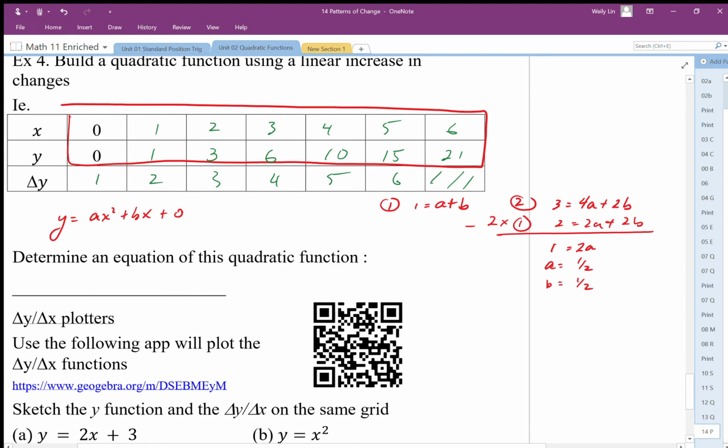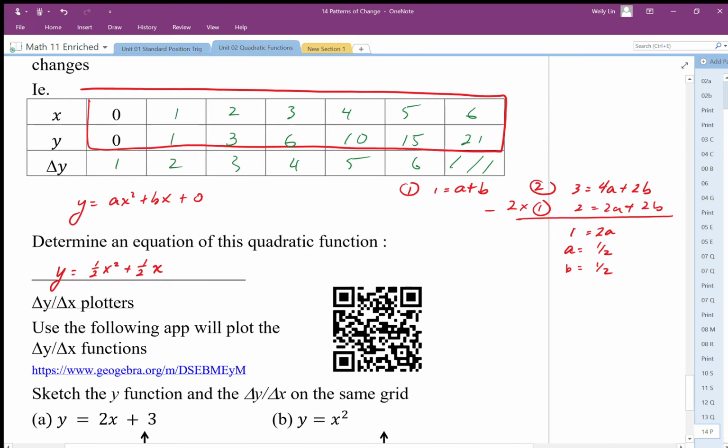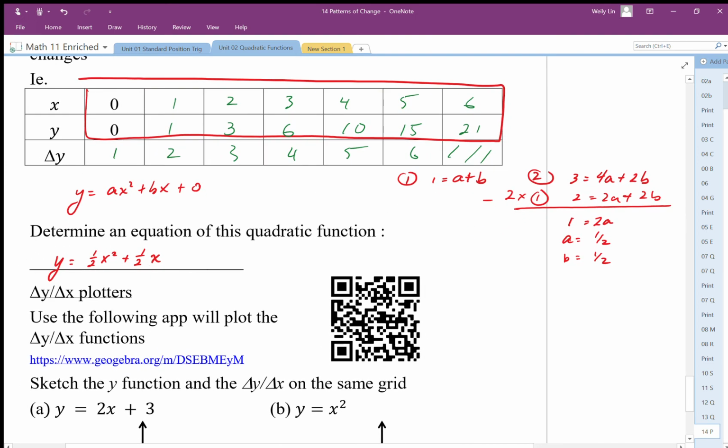I'm going to plug it back into equation 1. So this is my quadratic. The quadratic equation for this particular function is y equals 1/2 x squared plus 1/2 x. This is the quadratic equation that goes with this linear change. It's just 1, 2, 3, 4, 5, 6, 7, 8, like that. So we can build the quadratic equation from the changes. We can start with a linear change and build a quadratic function in that way.